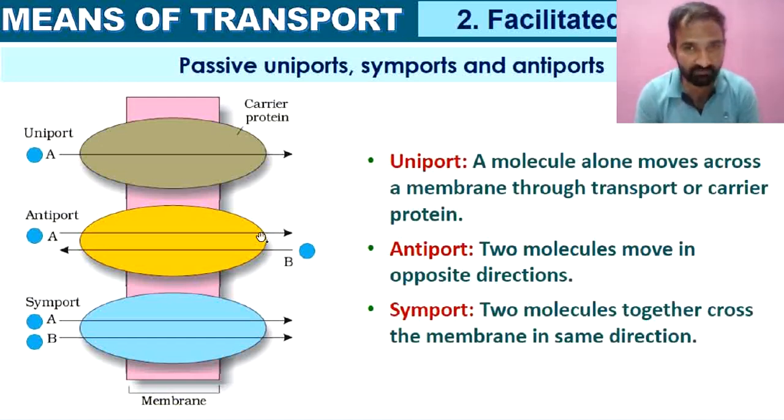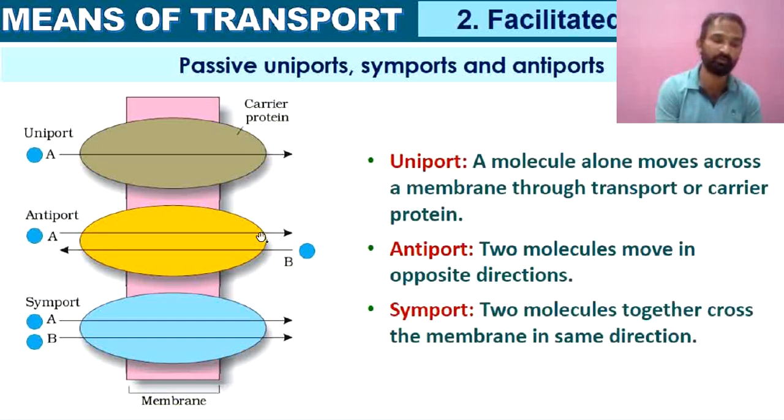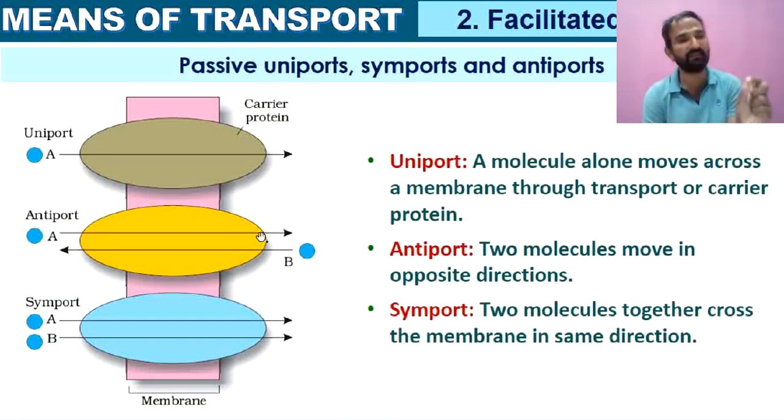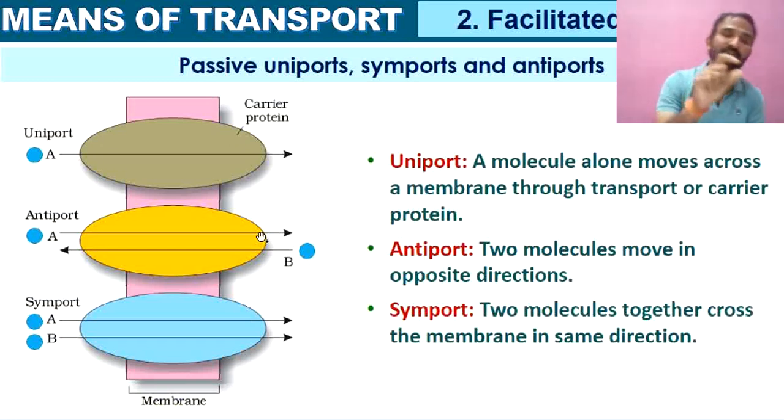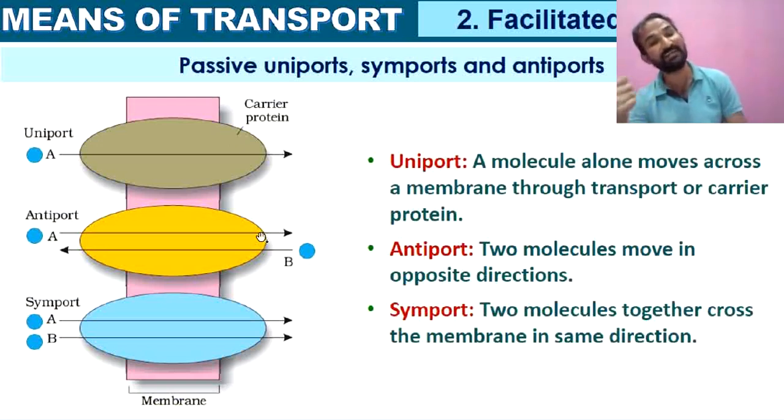And the third one is symport. Symport means the carrier protein is attached to various kinds of molecules because the protein has a site. That site can bind with the A molecule and B molecule at the outside, and these two molecules at a time enter the cell towards the inside. That is called symport, which means the two molecules together cross the membrane in the same direction.